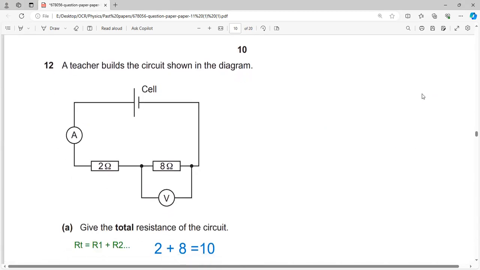This question is related to electricity and circuit diagrams. A teacher built a circuit shown in the diagram. In this circuit, you can see the cell here, that's the source of current. We applied an ammeter in series in the circuit, while 2 ohm and 8 ohms are the two resistances. These are in series. The voltmeter is applied in parallel to the 8 ohm resistance. So that's our complete circuit.